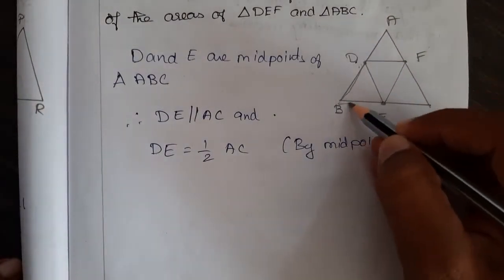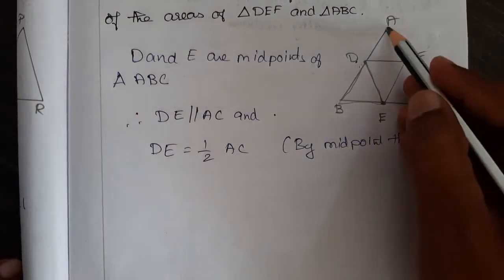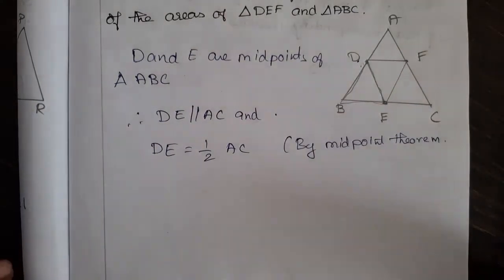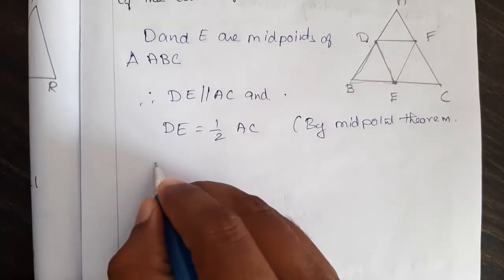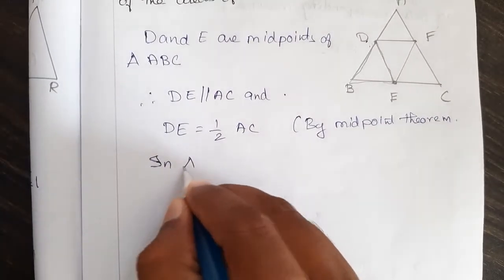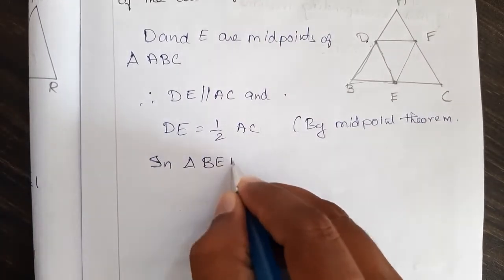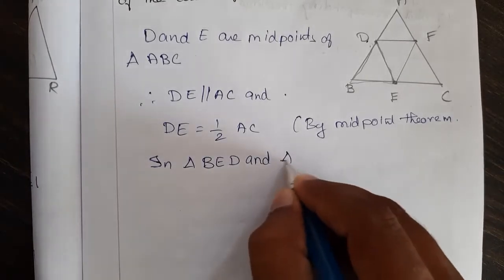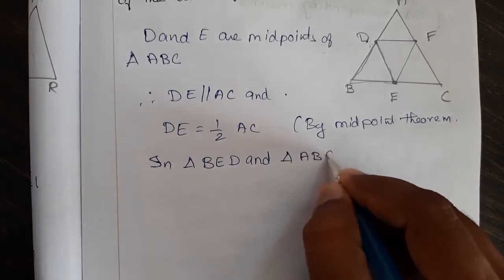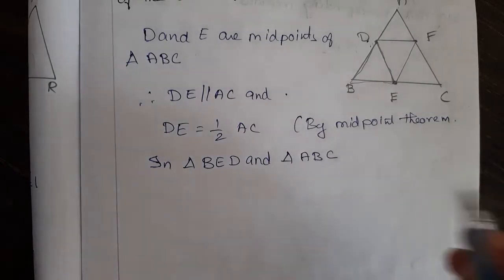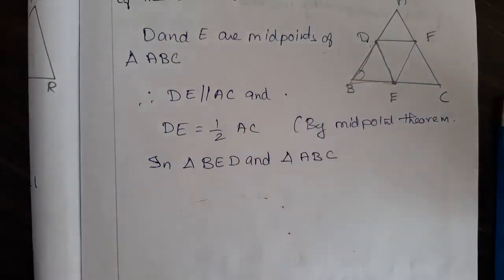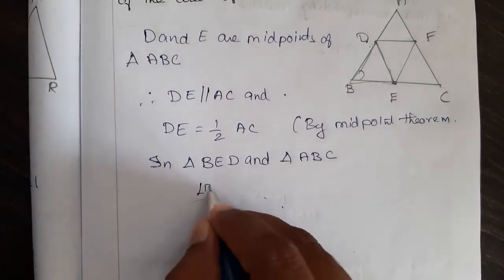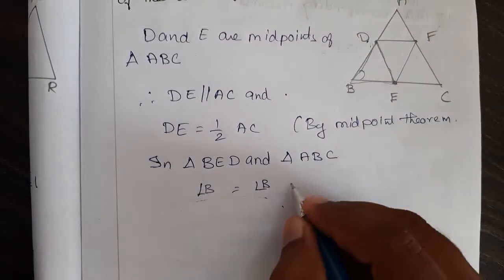This small triangle and the big triangle, we have the data of these, and let me check whether they are similar or not. So in triangle BED and triangle ABC, sure, B is common, right? This angle B is common for this small triangle and this big triangle. So angle B is equal to angle B, since it is common.